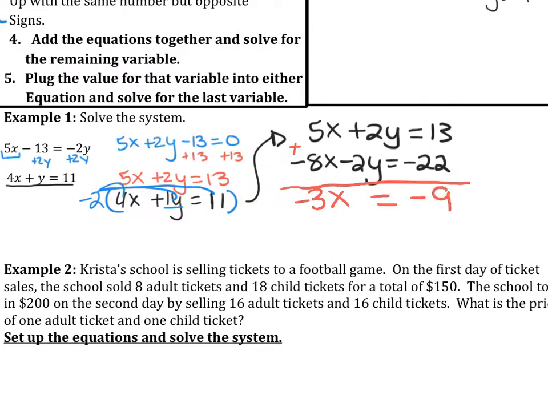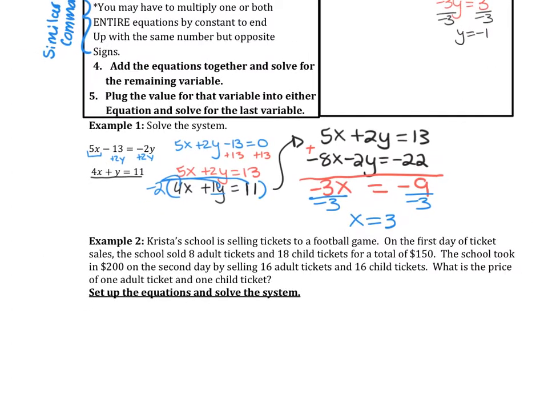And now we're left with just an x term. So how would I get that x by itself? Divide by negative 3. Divide by negative 3 on both sides. So we get x equals positive 3. Okay, so I'm going to write my solution over here. So my x value is a positive 3. How do I get my y value? Plug in 3. Yes, you're going to plug in 3 for x into either equation.